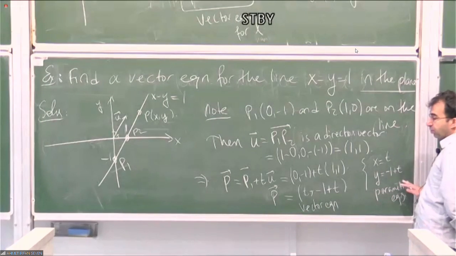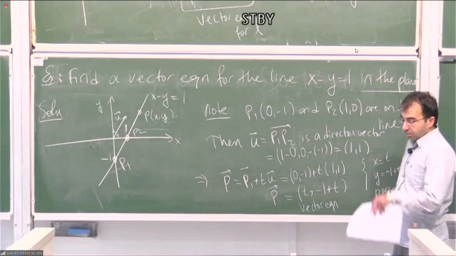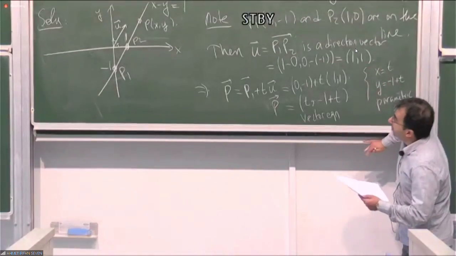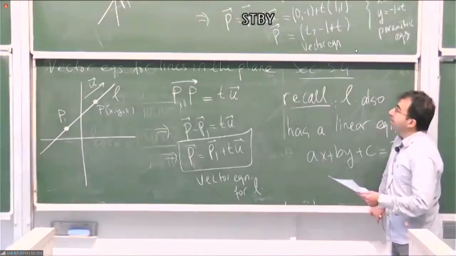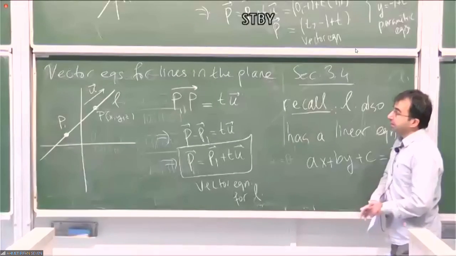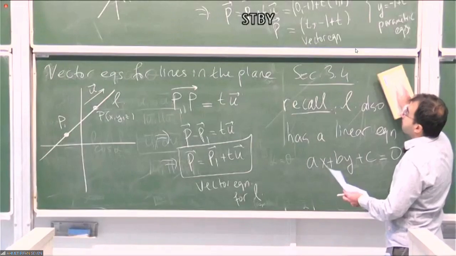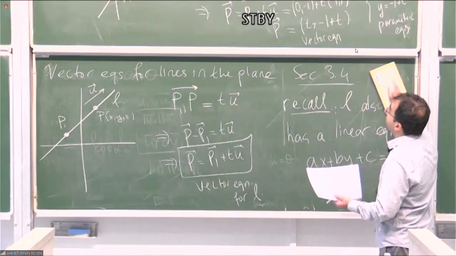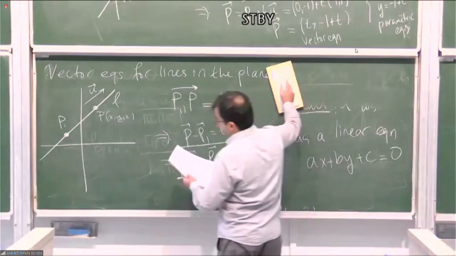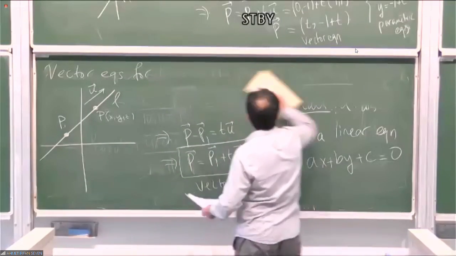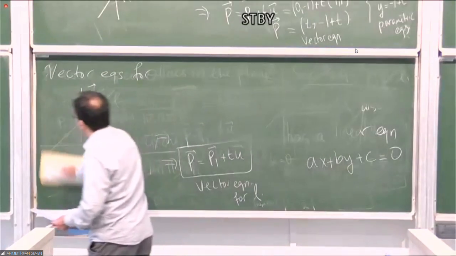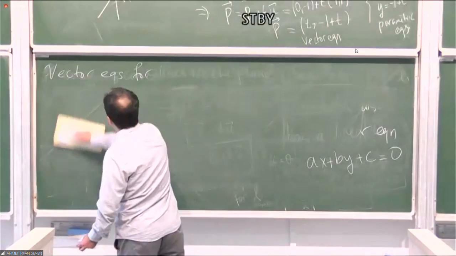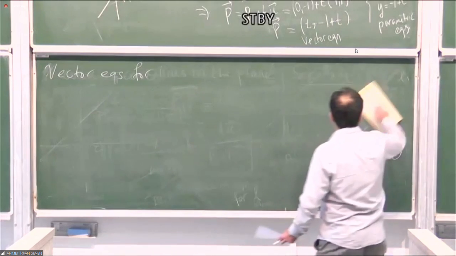But there will be no z. So the point is, again, we can do the same things for lines in the plane. Similarly, we can describe vector equations for half lines. After discussing vector equations for lines, let's now discuss vector equations for half lines.